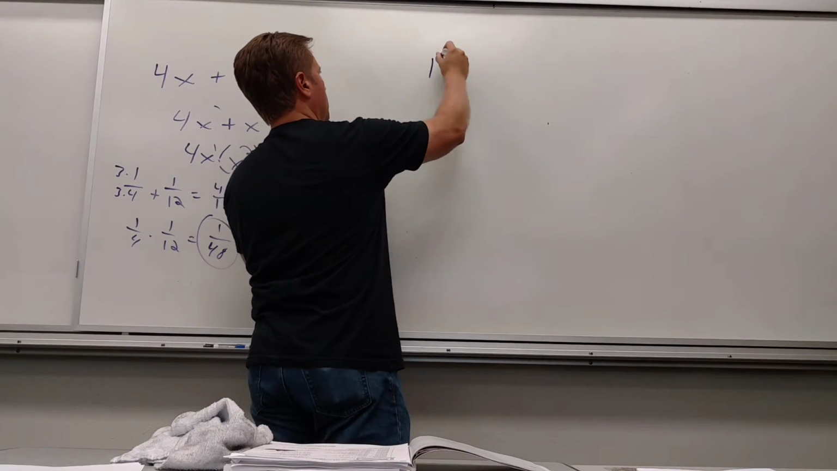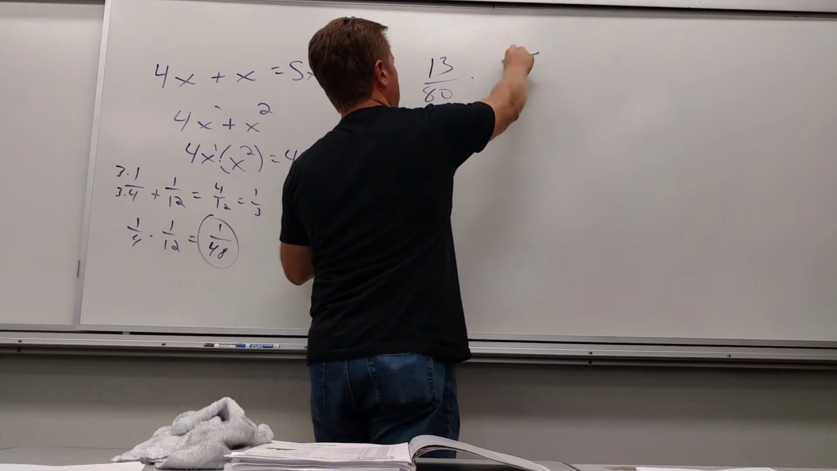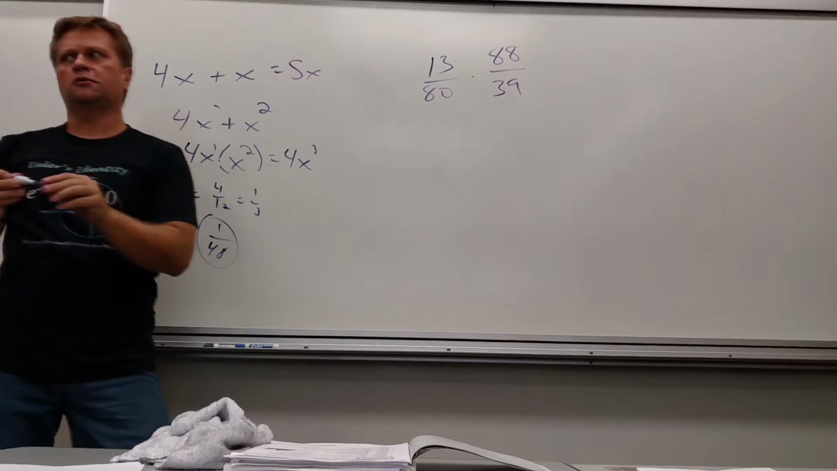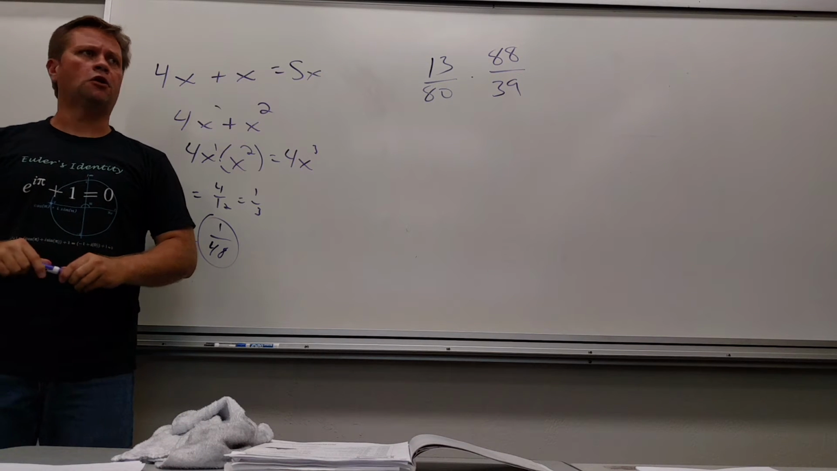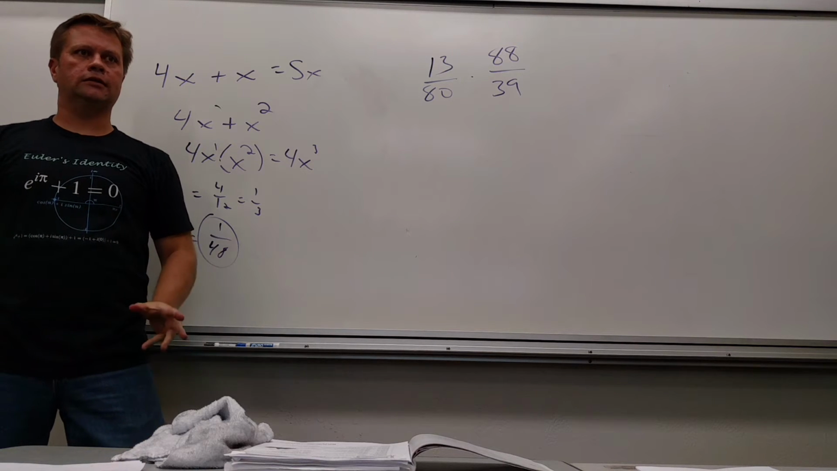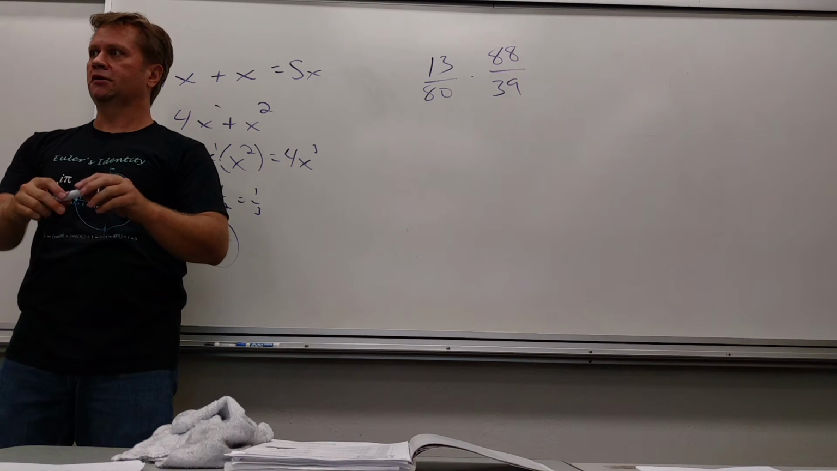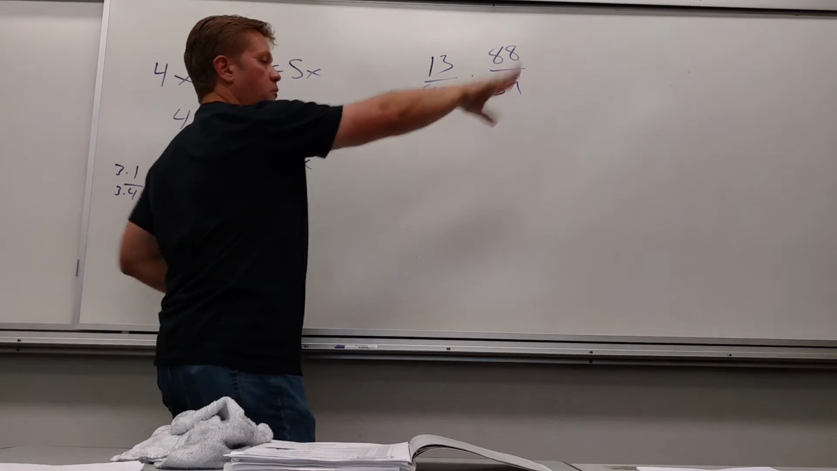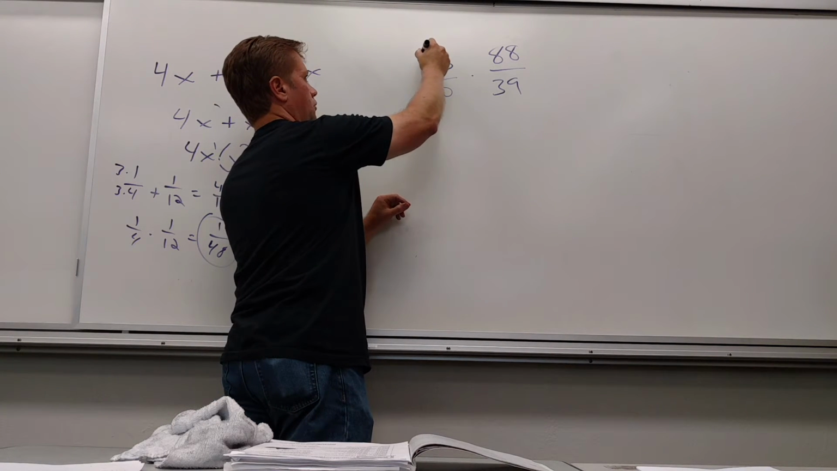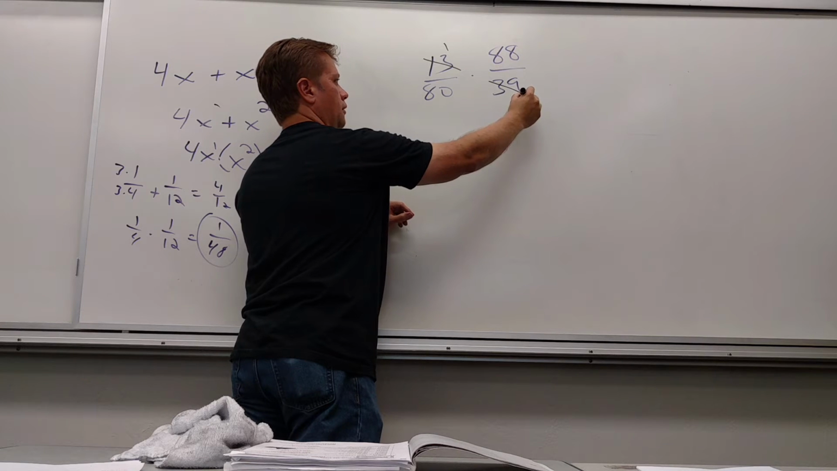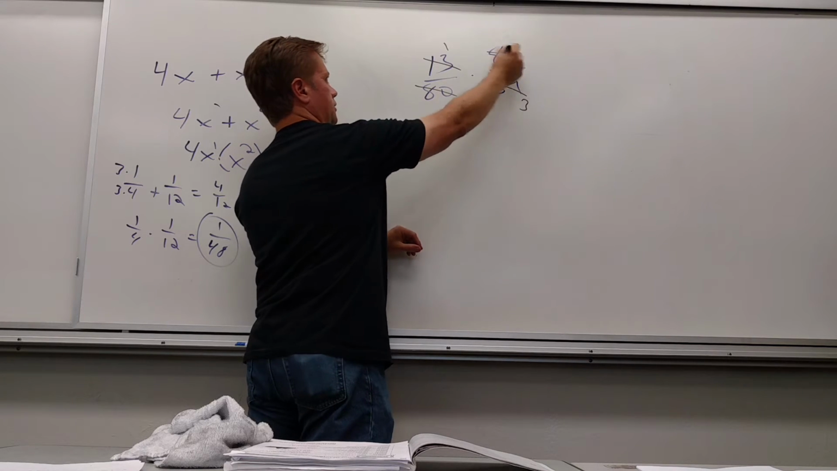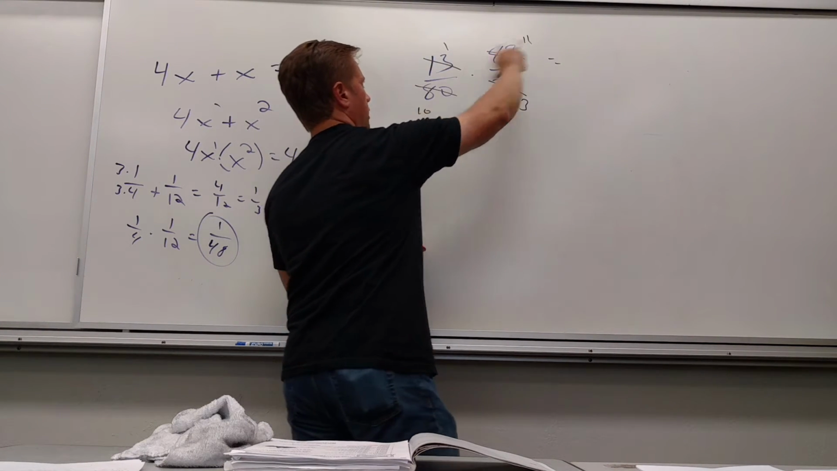So, watch this. If I had 13 over 80 times 88 over 39, I just want to show you an example of what I mean. Dear God, please, don't do 13 times 88. It's not wrong, but you're being a little crazy. It's easier to reduce numbers when they're smaller. So before I even multiply stuff, is there anything that I can reduce? Hell yeah. 13 goes into 39 3 times. What goes into both of those? 8. 10. Now I can multiply.